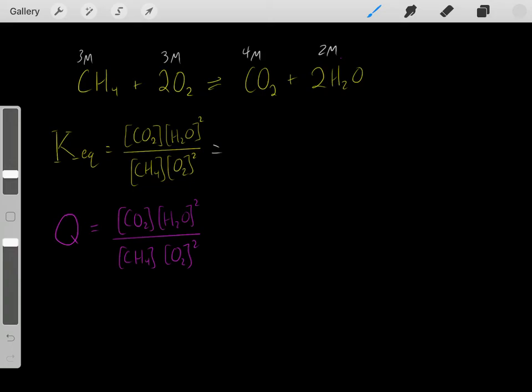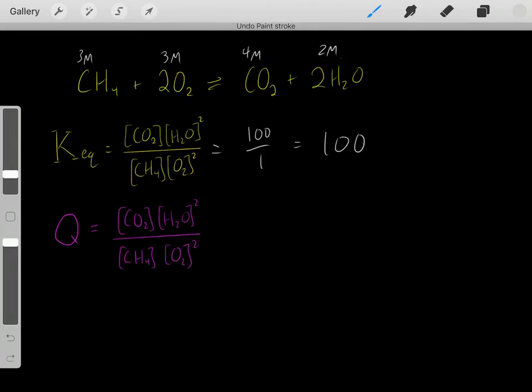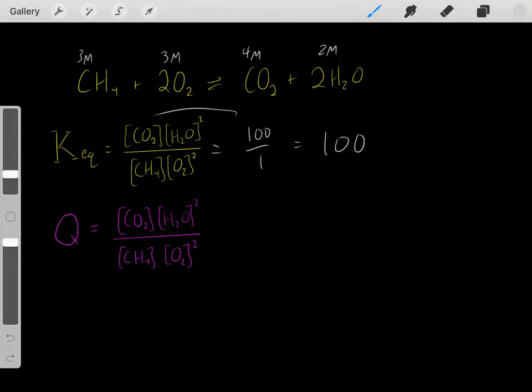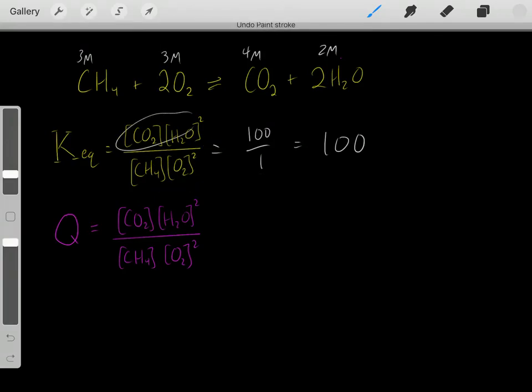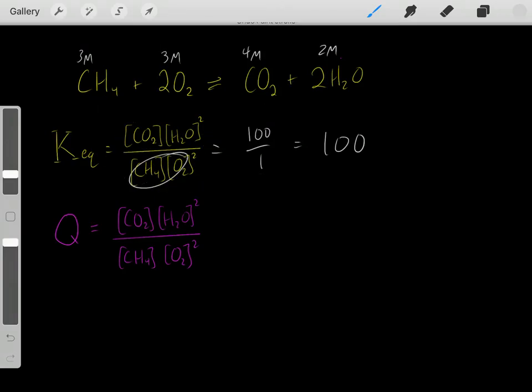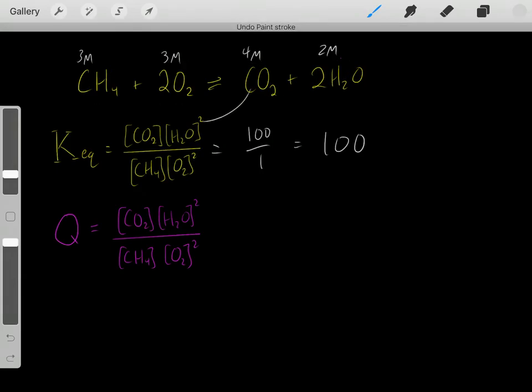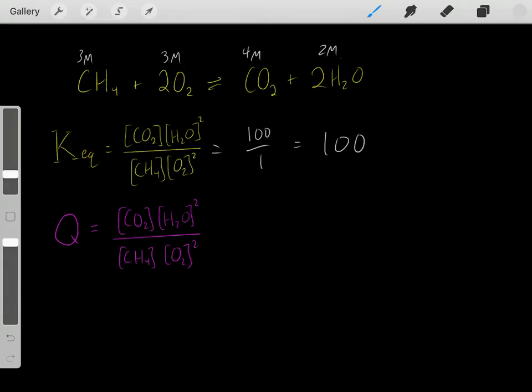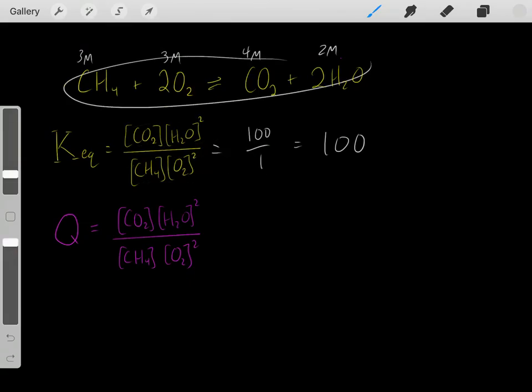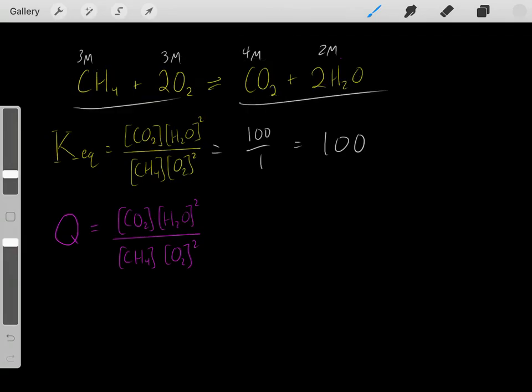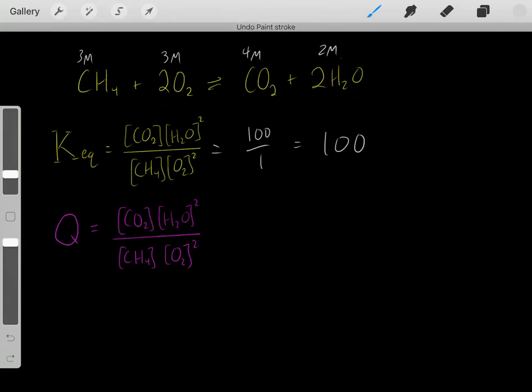So let's say this reaction happens to have a Keq of roughly 100 over 1, so roughly around 100. What does that mean? Well, we learned about this in the previous video. This means once this reaction has reached equilibrium, there are relatively much more products relative to reactants. We know this numerator is the products and this denominator is the reactants. So we let it reach equilibrium, we plug in those concentrations, and we get this huge ratio. That's what this Keq number tells us.